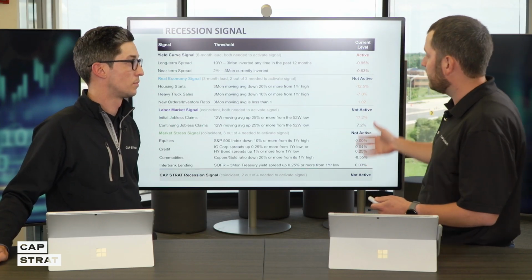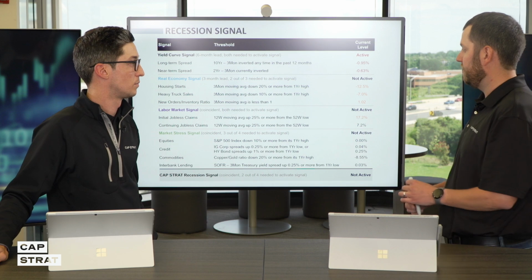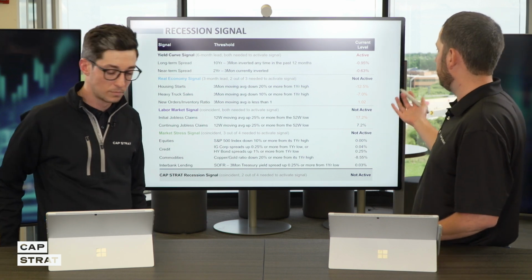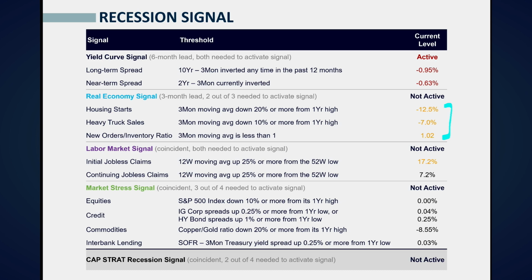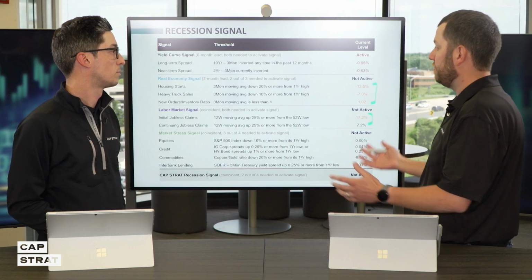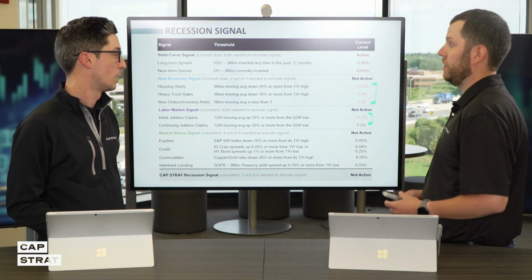And so checking in on our recession signal, still not active, but seeing a lot more yellow than we've seen here lately, both in the real economy signal, across all 3 of those factors getting close to their trigger points, and then within the labor market signal, initial jobless claims rising as well. Again, not active, but potential for this to become even more concerning as we go.